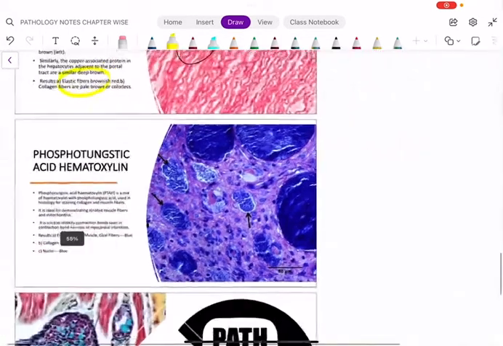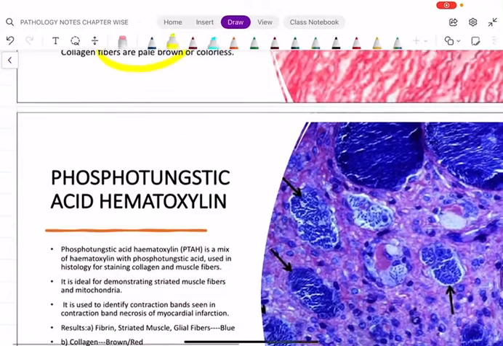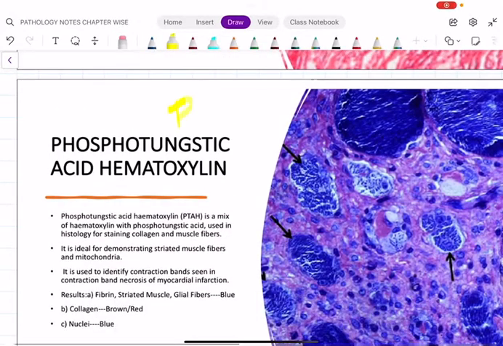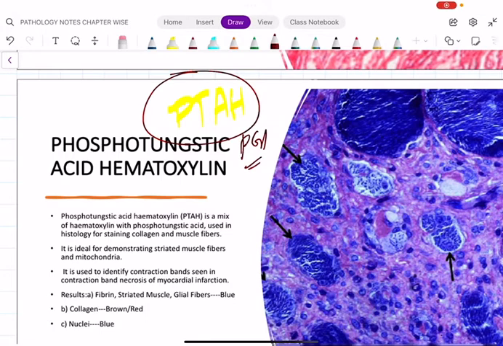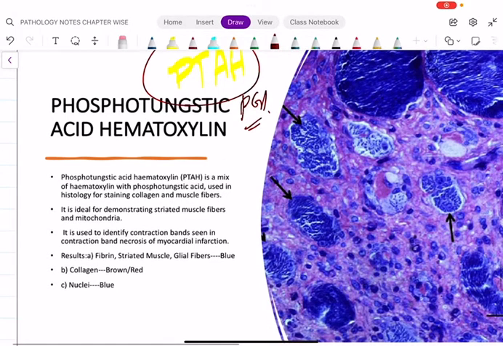Once that is done, we come to the last stain, this is PTAH. What is it? PTAH. Okay, this is a standard abbreviation. This was asked again in one of the Central Institute exams, I think it is PGI. In PGI, they have asked this question. What is PTAH? It is phosphotungstic acid hematoxylin. It is a mixture of hematoxylin along with phosphotungstic acid. It is mainly used for staining collagen as well as muscle fibers. And remember, it is the ideal stain for demonstrating striated muscle fibers as well as mitochondria.